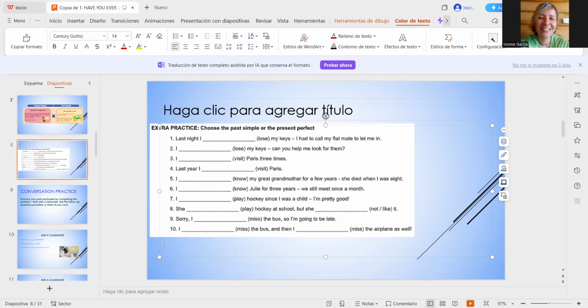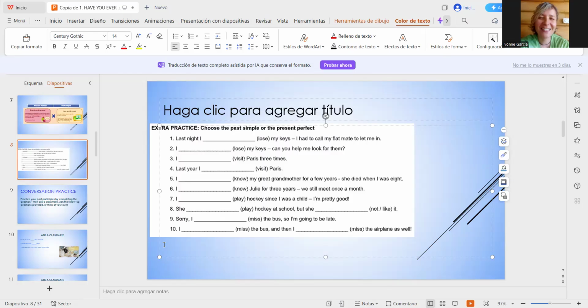Suena rarísimo, ¿cierto? No dice la conozco. We prefer to use the present. I know Julie for 3 years. But in English, in this case, we can use the present perfect. In this case, because you're seeing Julie, you know her, and you both are still friends. You see each other often, or maybe once in a while, but you are still in touch. So we use in this case the present perfect. I have known Julie for 3 years. We still meet once a month.